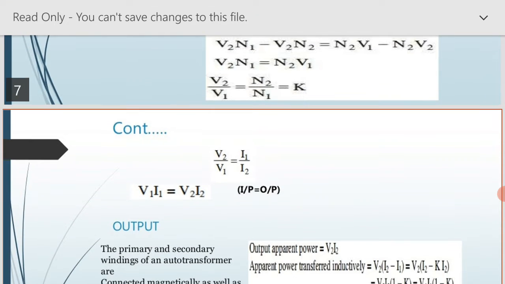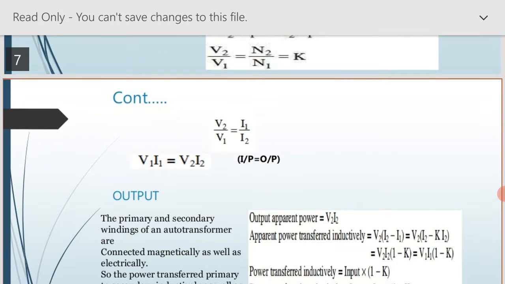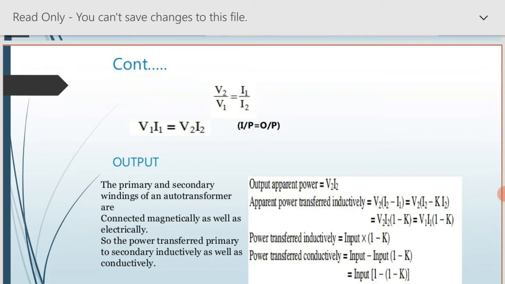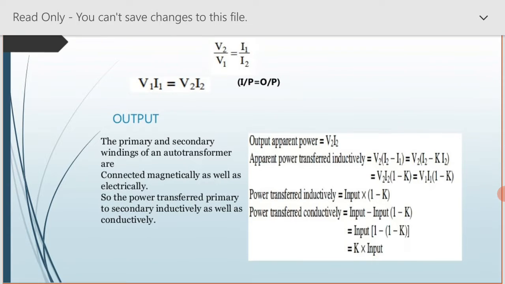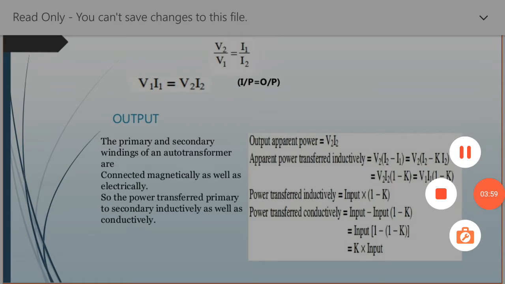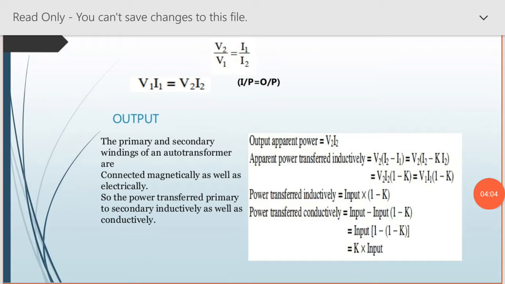So V2 upon V1 is equal to I1 upon I2. V1 I1 is equal to V2 I2, the output. The primary and secondary windings of an auto transformer are connected magnetically as well as electrically. So the power is transferred from primary to secondary inductively as well as conductively.